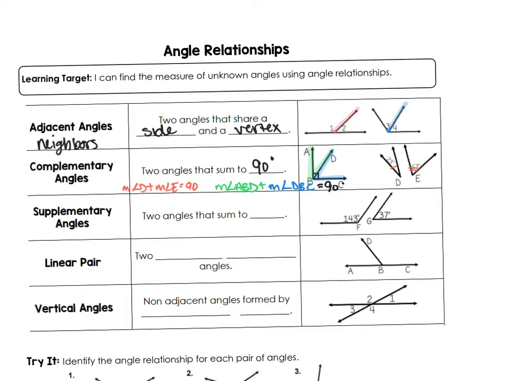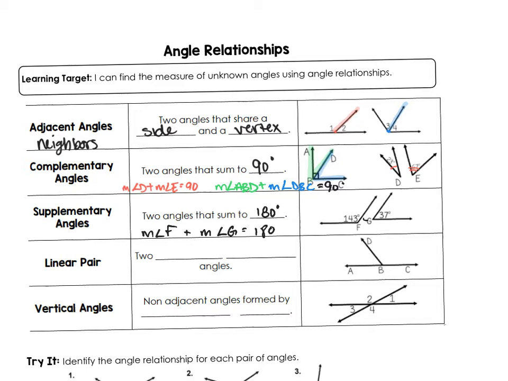Our next angle relationship is supplementary angles. Supplementary angles are 2 angles that add to 180 degrees. So in our example over here, we have angle F and angle G. These angles are not adjacent, they're not touching each other, but they're still supplementary. 143 degrees plus 37 degrees would give us 180. So I can say the measure of angle F plus the measure of angle G equals 180.